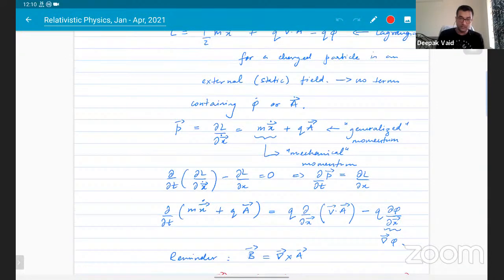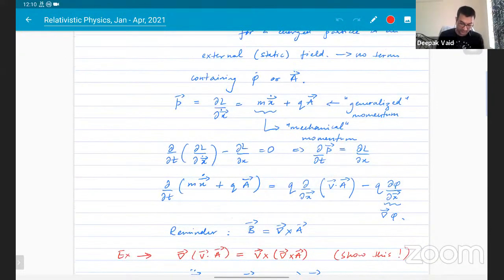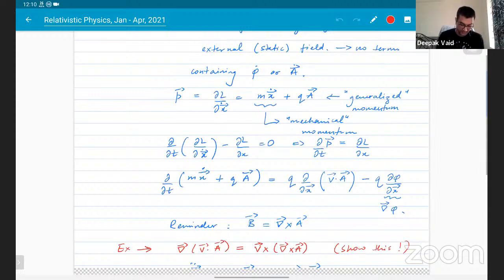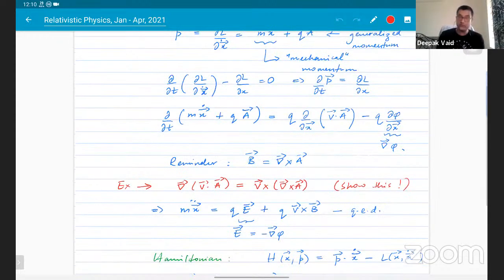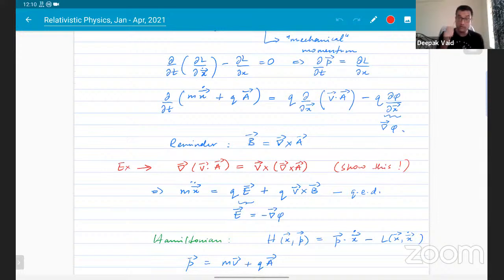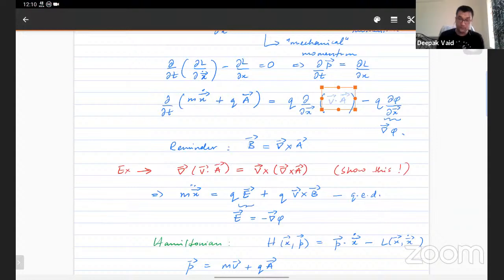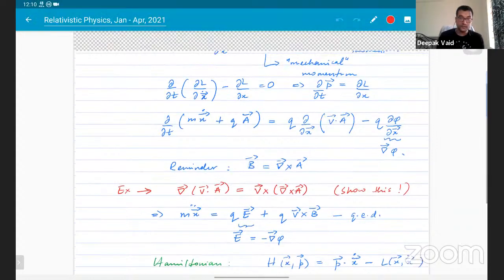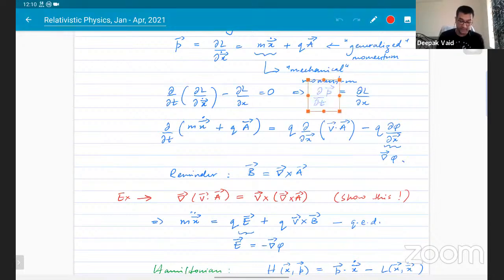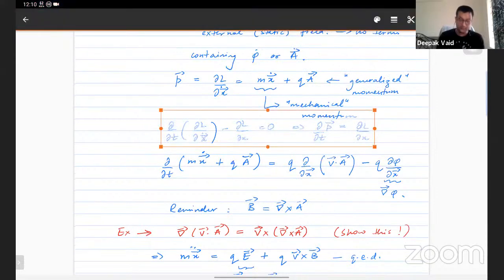So the reason that this identity is important, right? It's when you're trying to derive the Lorentz force law, starting from the non-relativistic Lagrangian for a particle in an external field, right? So you get this term when you evaluate the equation of motion, right? When you write down dp by dt is equal to dL by dx, right? This is the Euler-Lagrange equation of motion.